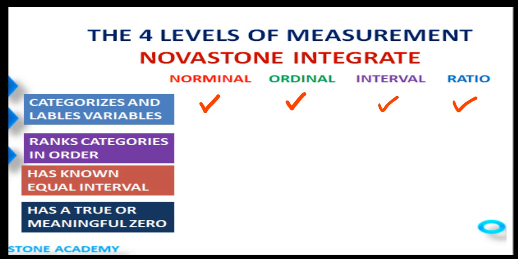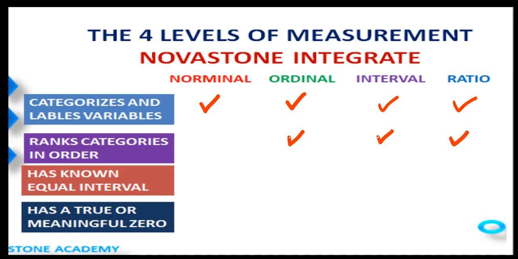Then in the ordinal, do we rank data? Yes. For example, educational level, you can rank, is it from primary to secondary to tertiary? You can rank that. Okay, very important. Then for interval, okay, yes, because the intervals you can rank them from 1 to 2, from 3 to 4, from 5 to 6. You can rank them. Okay, they are intervals. Then the ratio, okay, you can also rank them.